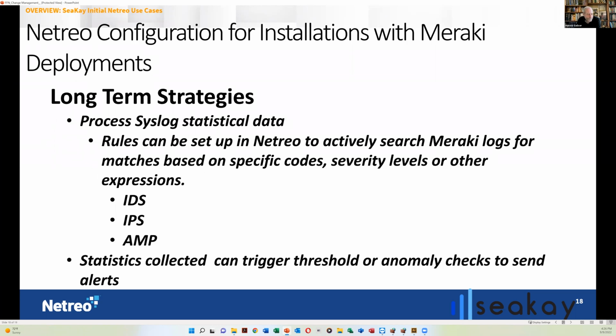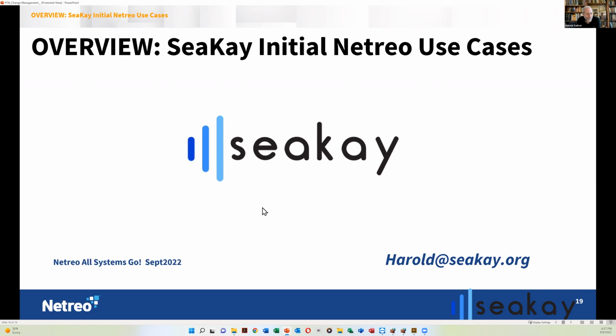Over the long term, we're looking at mining statistical data from the syslogs and setting up rules to help better manage specific codes and different kinds of devices and operations, to better control the use of Meraki. That's pretty much where we started out.